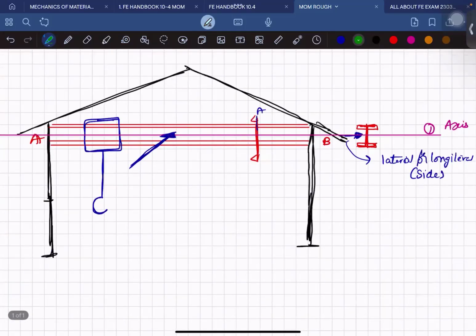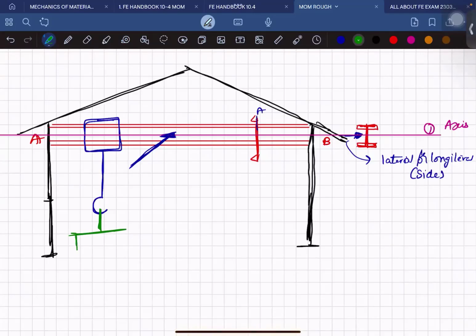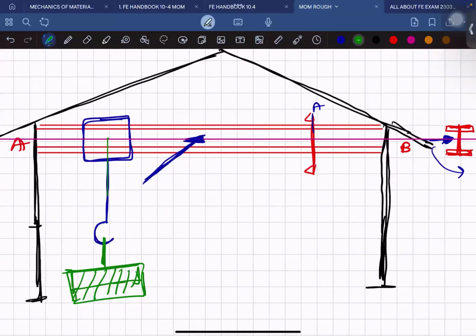Suppose I am applying load from the top. Suppose I'm lifting some material, some concrete blocks in the structural lab. Because of this block, the load is acting on the beam in this direction. So this is load P1, this is load P2. This P2 is actually the transverse load, which is acting perpendicular to the axis, but in the vertical direction. We call it transverse load.